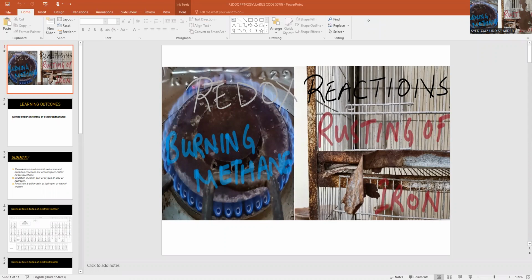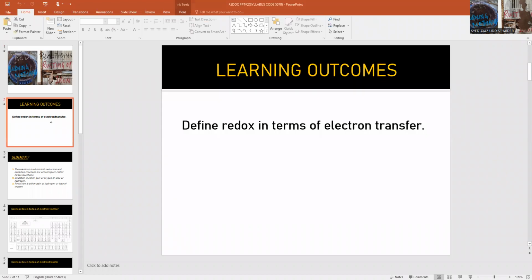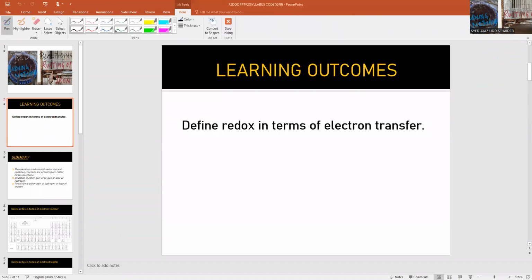This is Sir Ayaz. I will continue my lesson for the topic redox reactions. The learning outcomes for this lesson would be define redox in terms of electron transfer.